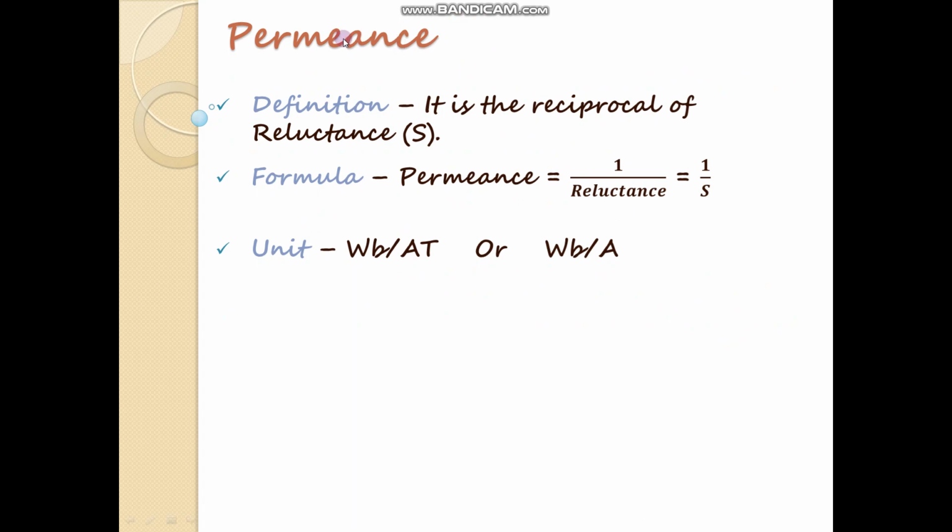Now what is the permeance? It is the reciprocal of reluctance. It is also similar to the conductance in electric circuit. The permeance is measured as 1 by S and its unit is Weber per ampere turn or Weber per ampere.